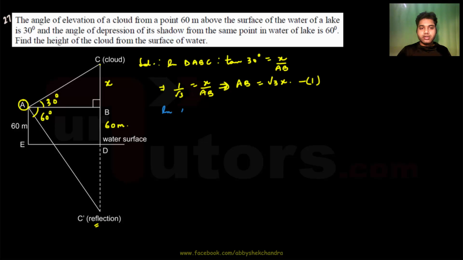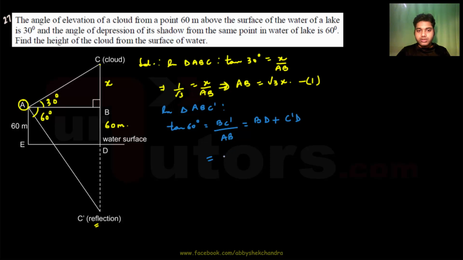In the other triangle, in triangle ABC dash, tan 60 degrees is equal to BC dash by AB. What is BC dash? BC dash is BD plus C dash D, right?